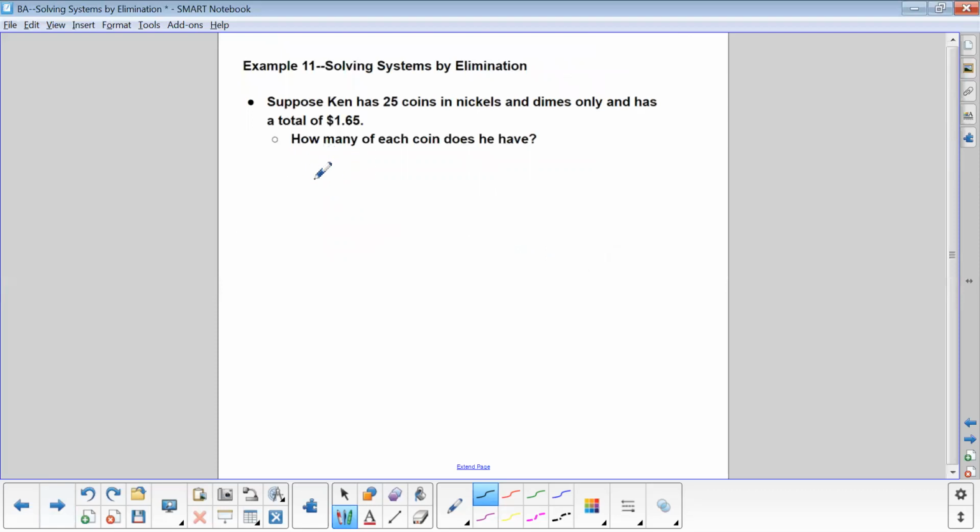This next problem, Ken has 25 coins total. So we'll say x plus y is 25. So what's x going to represent? Well, we'll say it represents the nickels, and y would represent the dimes. So suppose Ken has 25 coins, so 5 nickels, or excuse me, 5 hundredths x plus 10 hundredths y is equal to $1.65.